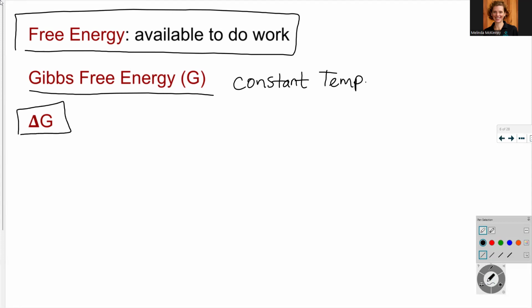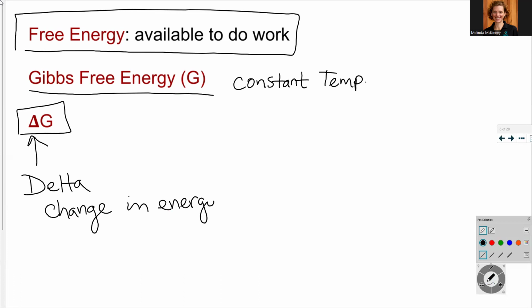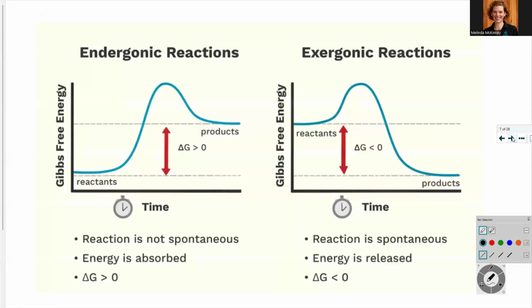Delta G, this delta, this is a capital D in Greek, delta, and it just means change. So it's the change in the energy, and it's going to refer to the change in the energy from the reactants to the products. All right, so this is the reaction. I basically diagrammed this before. The only thing I want to point out here, endergonic reactions.